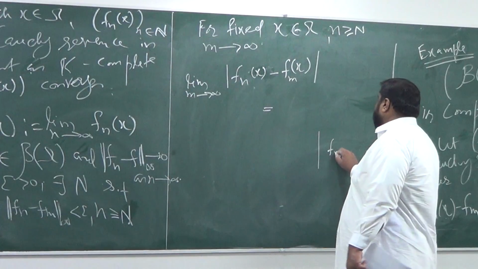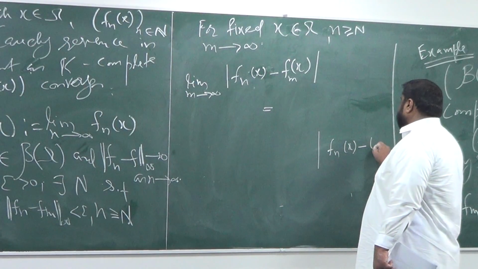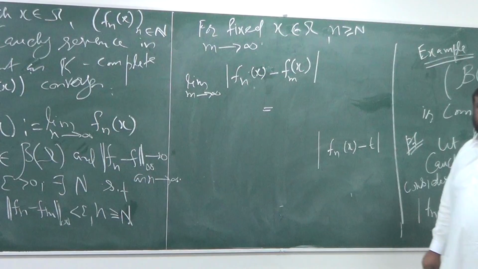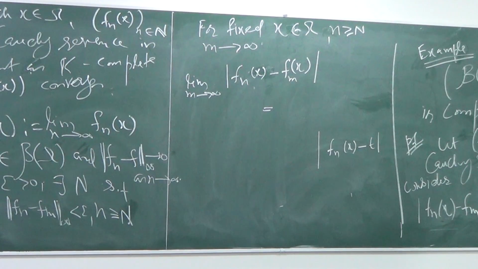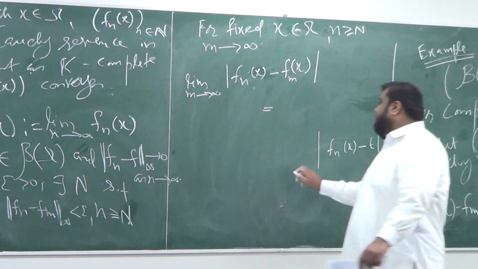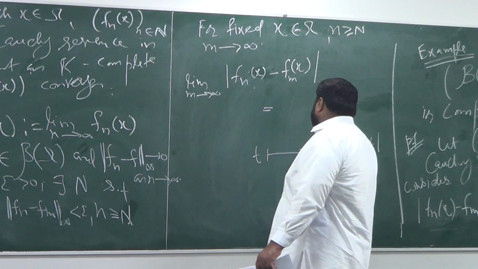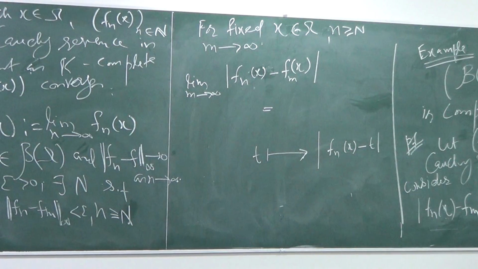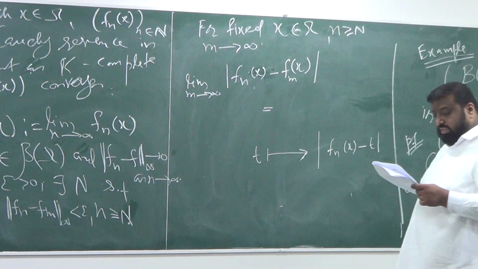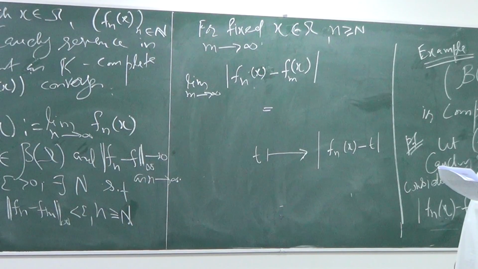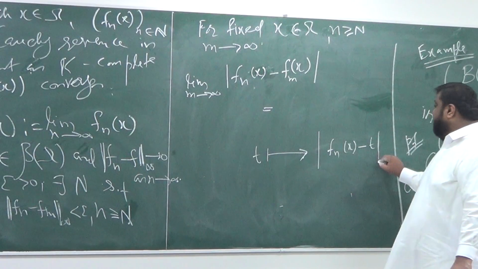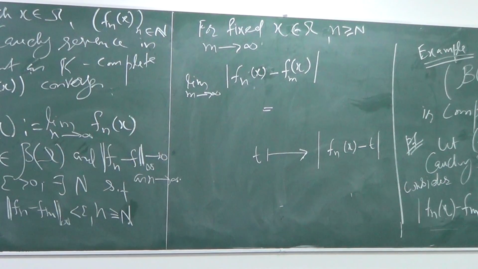Take this guy, for example, f_n(x) minus, say, t. It's a continuous function. Would you agree that it's a continuous function? So t is mapped onto f_n(x − t). Where is t from? t is in Omega, and f_n(x − t) is basically a continuous function.